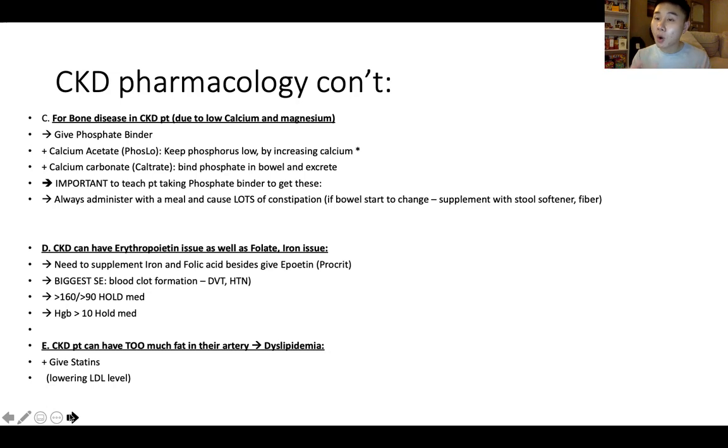We will need to hold the medication if the blood pressure is higher than 160 over 90. Also, we have to check the hemoglobin level as well. If the hemoglobin is more than 10, we have to hold the medication as well, because that's when we know that the medication is already working, and hemoglobin more than 10 is good. It's entering the normal range. So we don't want to give more of this medication because it can cause blood clots and hypertension.